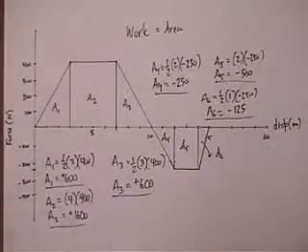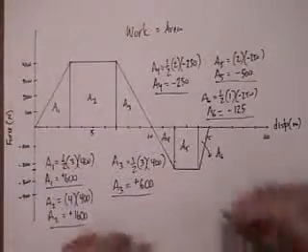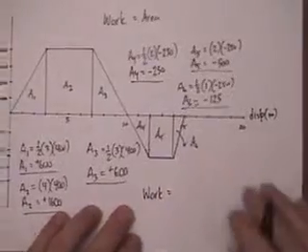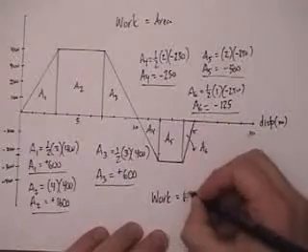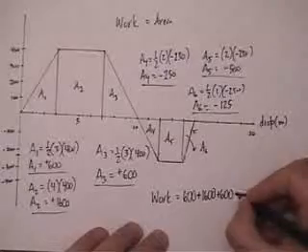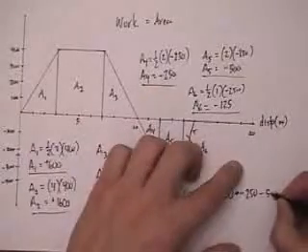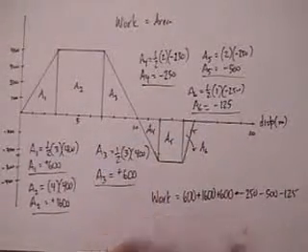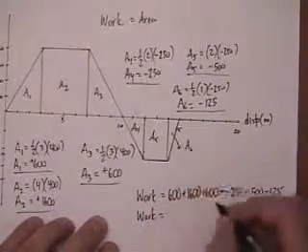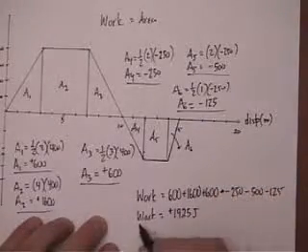Okay, done all my areas, so that means I know each separate shape's amount of energy. I'm going to add them all up. That's going to tell me my total work is going to end up being, let's see here, 600 plus 1600 plus 600, not plus, subtract 250, subtract 500, subtract 125. Okay, when everything's said and done, my total work ends up equaling positive 1925 joules.